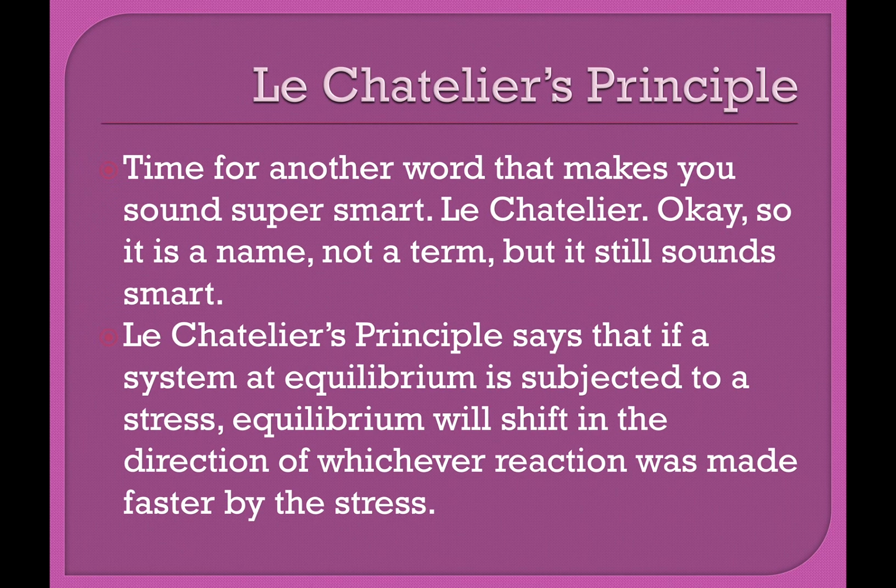Now, shifting equilibrium has to do with a principle that I think makes you sound super smart. It's called Le Chatelier's principle. Le Chatelier's principle says that if we take a system that's at equilibrium and we subject it to some type of stress, then the equilibrium is going to shift in the direction that's going to make the stress easier, or will shift in the direction of whichever reaction was made faster by the stress. And there's a lot of different ways to stress a reaction that's at equilibrium. But however you stress it, the reaction is going to try and compensate for that added stress.